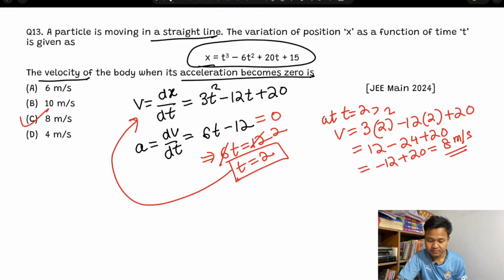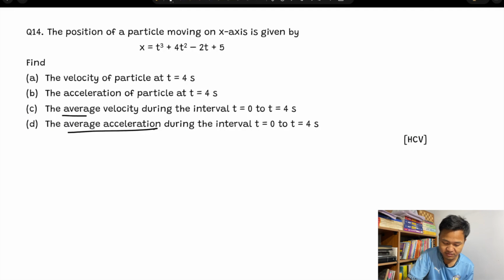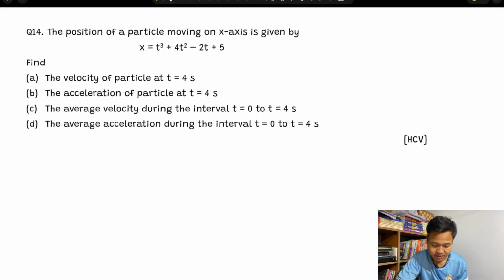Okay, so we have one last question. This is from H.C. Verma. I'm just putting it here because it involves average acceleration, average velocity, acceleration, velocity question. So let's solve this one.